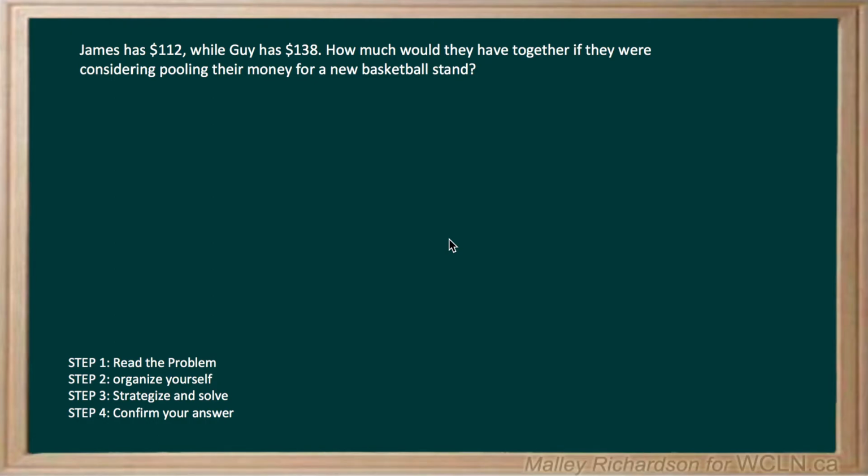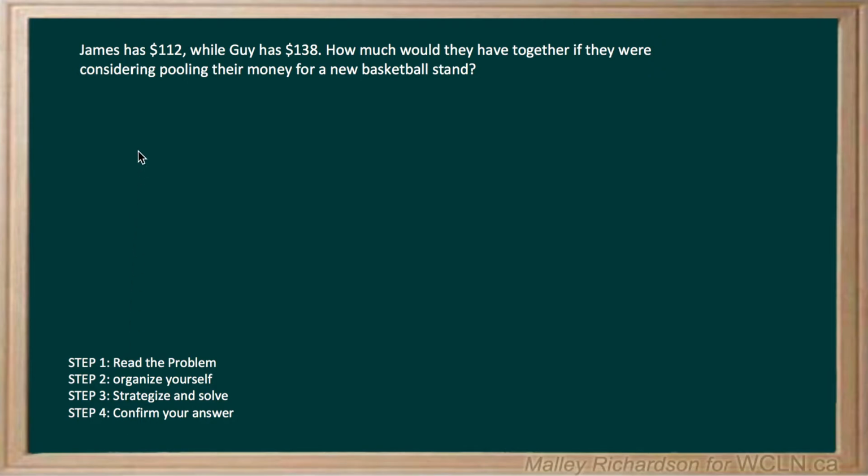When solving word problems, we are going to go through a 4-step process to help find our answer. Down below, I've written the 4 steps, where step 1 is to read the problem, step 2 is to organize yourself, step 3 is to strategize and solve the question, and then step 4 is to confirm our answer. So let's start with step 1 by reading the problem.